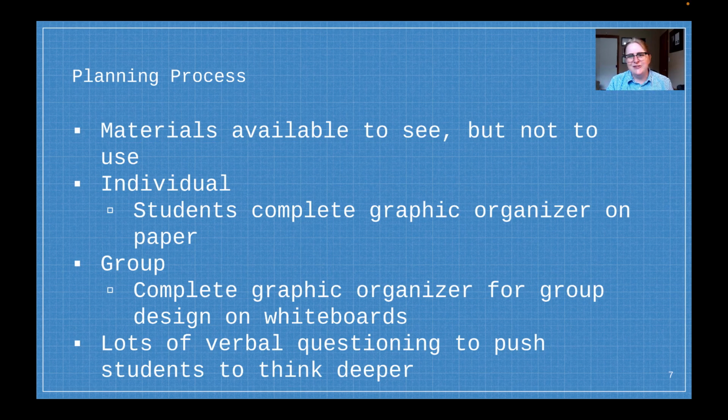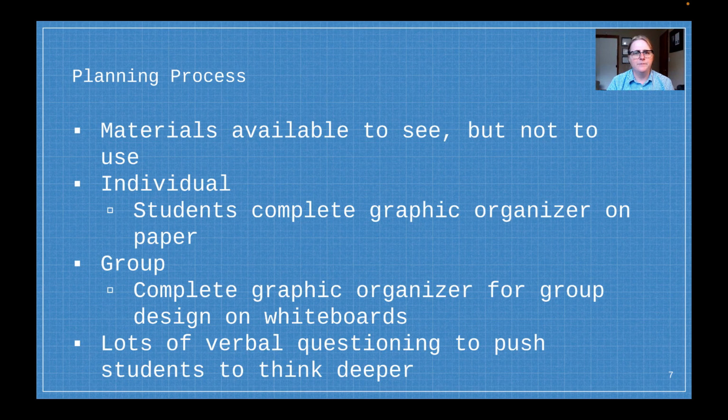Now, anyone who's used CERs knows that it's really tough to get students to go as deep as you'd like, in particular on that reasoning portion. And so throughout this process, while students are working, I do a lot of circulating, talking to groups, asking lots of questions to push students to think deeper, and often explicitly cueing them: Hey, what you said right there is really good. You should add that to your reasoning, which really helps students start to develop that idea of what counts as good reasoning.